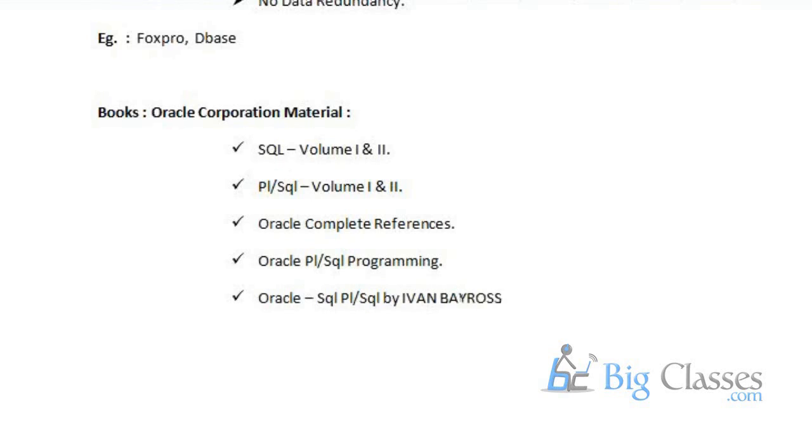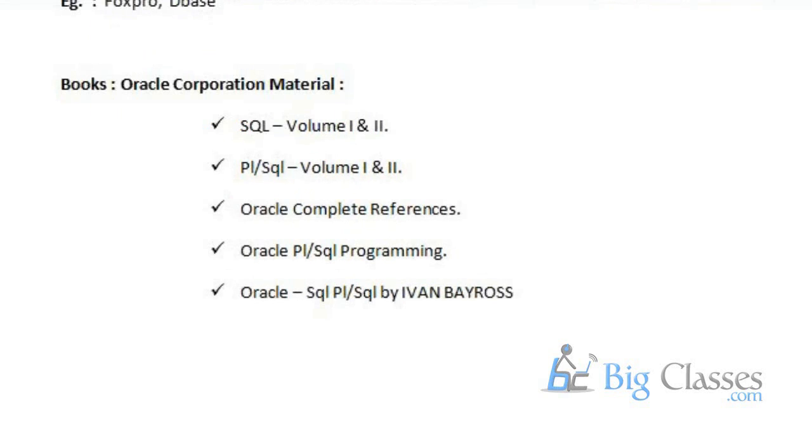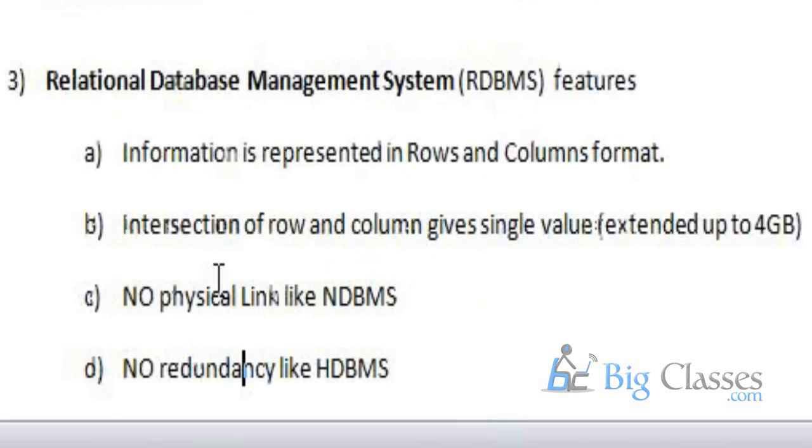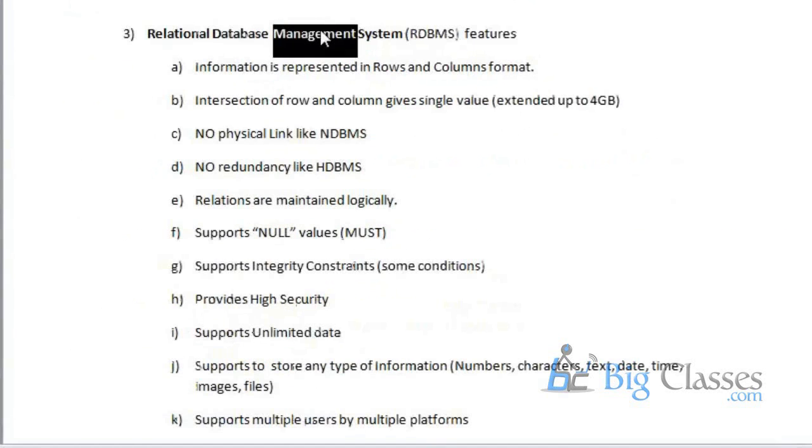Then relational database management system. So we have gone through hierarchical DBMS, network DBMS. Now the relational database management system. The Oracle environment is a relational one, and you can see the various features.